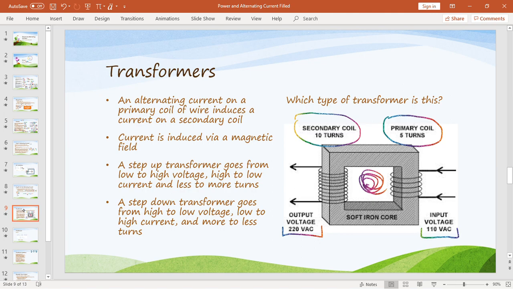If the number of turns in your primary is less than the number of turns in your secondary, it's a step up, because you're stepping up the voltage. If the number of turns in your primary is greater than the number of turns in your secondary, it's a step down.